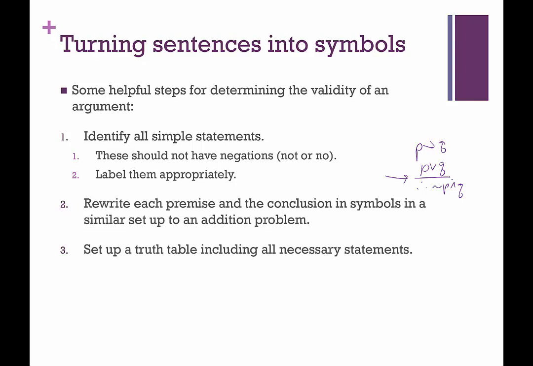Once we have that set up, we can figure out what the truth table needs: how many rows we need based on the number of simple statements, and how many columns based on all the information. We need one column for each simple statement, any negations, any premises, the conjunction of the premises, and then the final column is always the conjunction of the premises, therefore the conclusion. It's a conditional statement, but we call it an implication when it's the big argument ender.